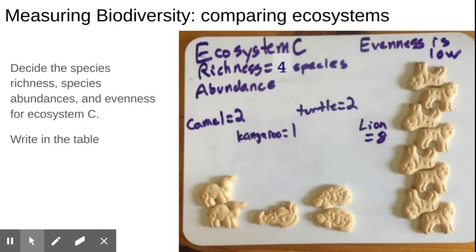And the reason for this is that there's so many lions, and there's a lot of lions, but there's only a couple of those other ones. So there's a difference in the abundances between my different species. So I guess the evenness was relatively low here. So go ahead, hit pause and check your table. Make sure your numbers are the same as this.